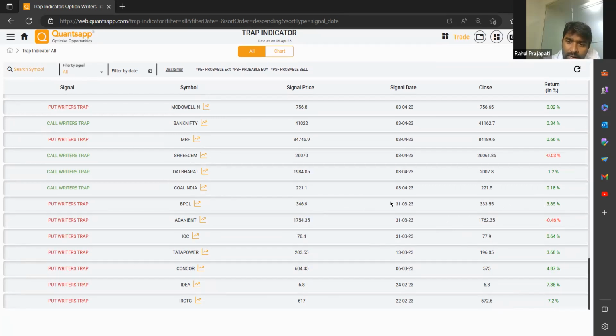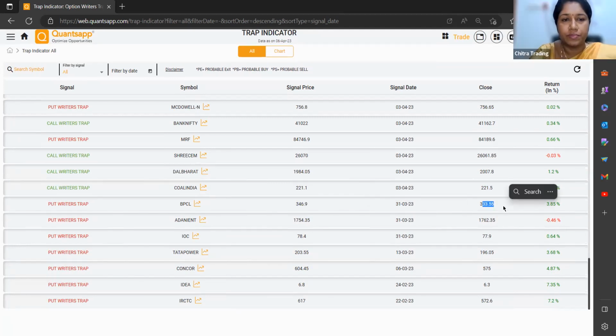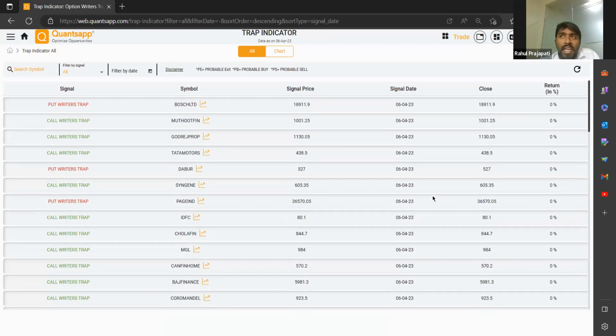So it gave me entry on 31st at this price, and the exit was also given by this, whenever it feels it is going to give me an exit, on any day. Simple. So one very good way to identify positional trades.